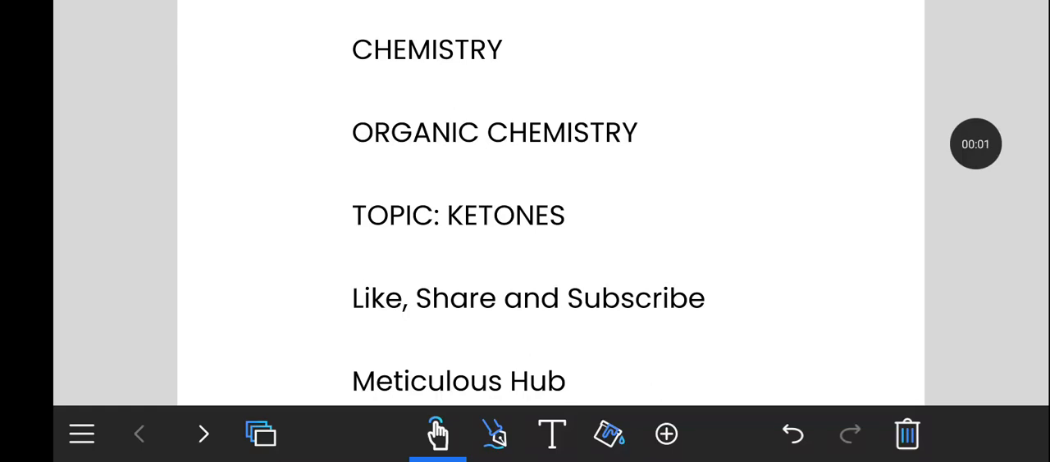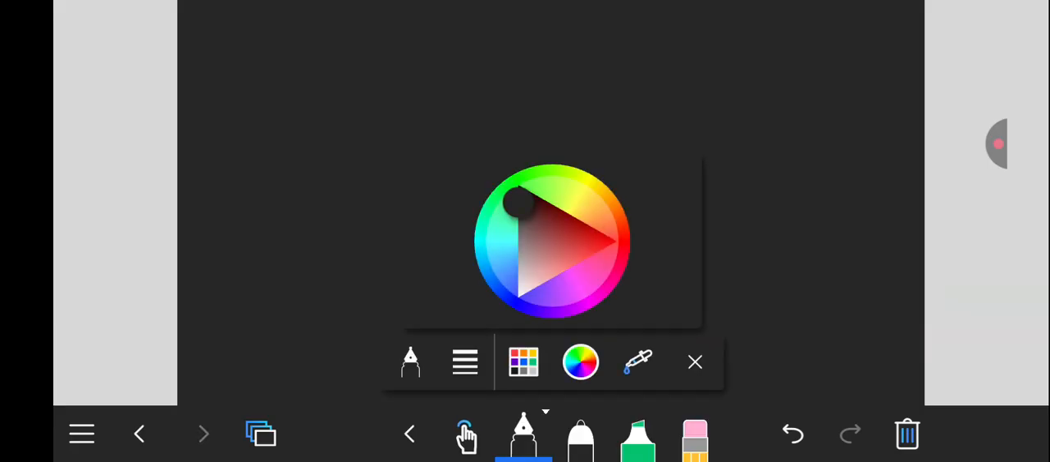Welcome to this session where we are going to look at organic chemistry, specifically ketones. What are ketones? So let's define what ketones are, even before we look at the structure, the nomenclature of ketones, and also how to name ketones. So let's start with defining what ketones are. So what are ketones?